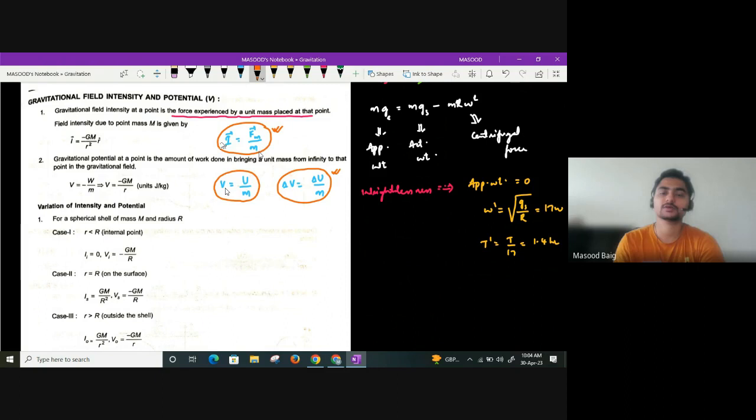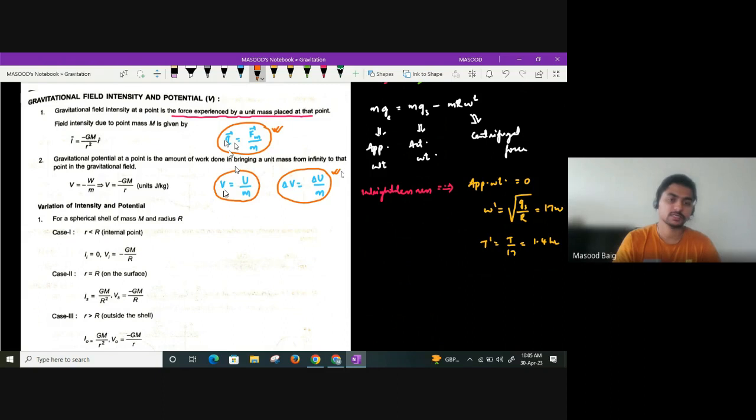So potential is nothing but the amount of work done in bringing a certain unit mass from infinity to a given point. What is potential difference, guys? It is the amount of work done in bringing a unit mass or a test mass from one point to another. What is potential energy? It is work done in bringing an object from infinity to a given point. What is potential? Work done in bringing a test mass from infinity to a given point. What is potential difference? Work done in bringing a unit mass from one point to the other.